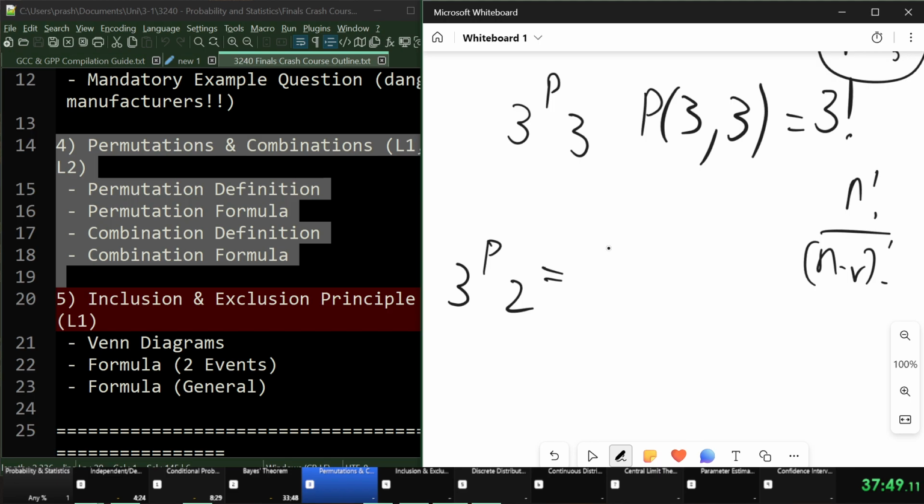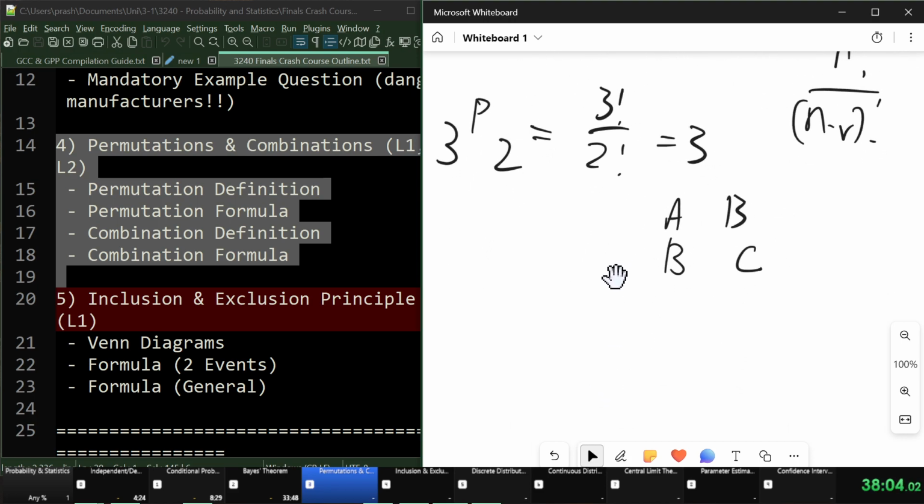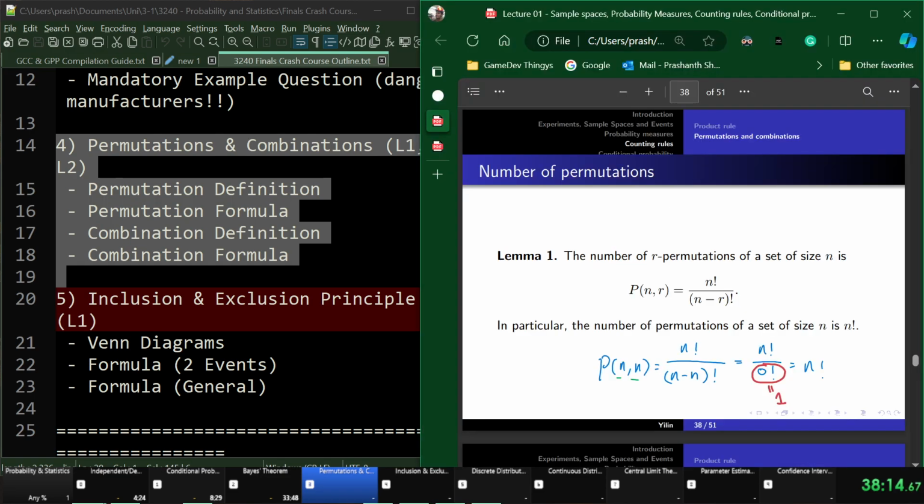So 3P2 would be 3 factorial over 2 factorial. In this case, that's just 3, because you've got A, B, B, C, and then, wait, 2 times 2 is 6. I get the feeling I've messed up somehow. But I do know that this is the formula.